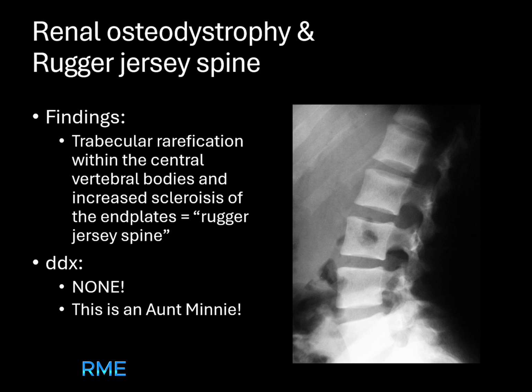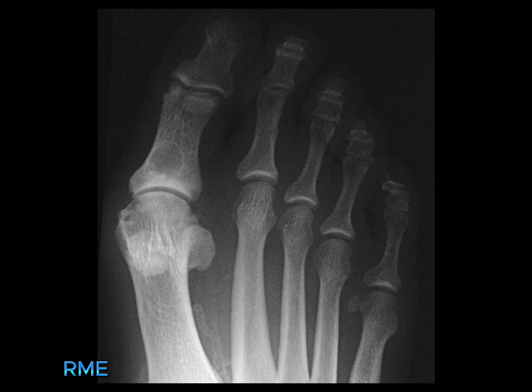It's an Aunt Minnie. To further evaluate, a bone biopsy can confirm the diagnosis, but usually the clinical context of chronic kidney disease suffices. Management involves treating the underlying kidney disease, often with phosphate binders, vitamin D analogs, and dialysis. Let's move to the next case. What abnormalities do you notice in this image?